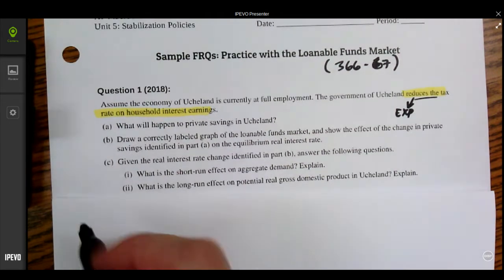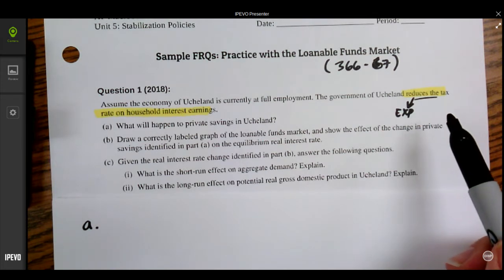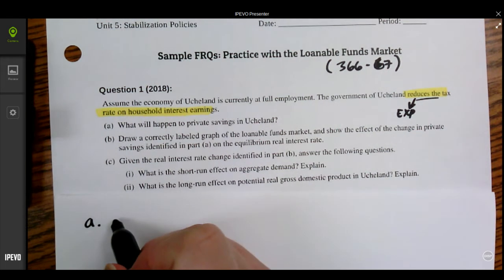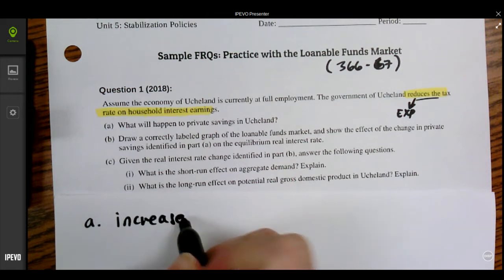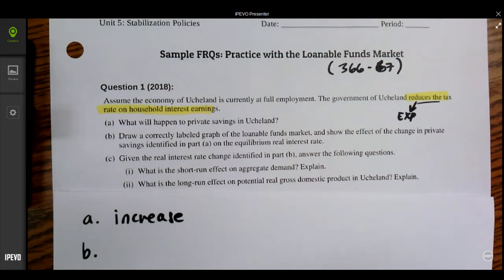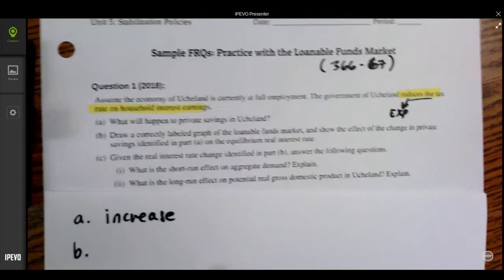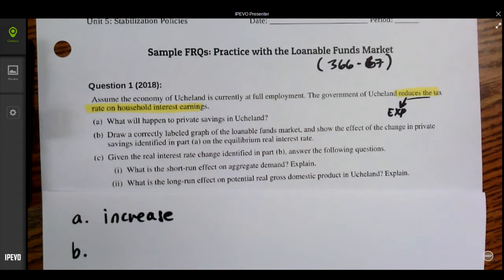So first of all, for part A, because there's going to be a tax reduction on interest, this means that people are going to put more money away in banks and that private savings are going to increase. So I'm just going to write the word increase. On the actual AP exam, I would encourage you to write a full sentence that says private savings will increase in Ucheland. Why not? For these tutorials, I'm just trying to show you what the correct answers are, but just consider that. All right. Part B.